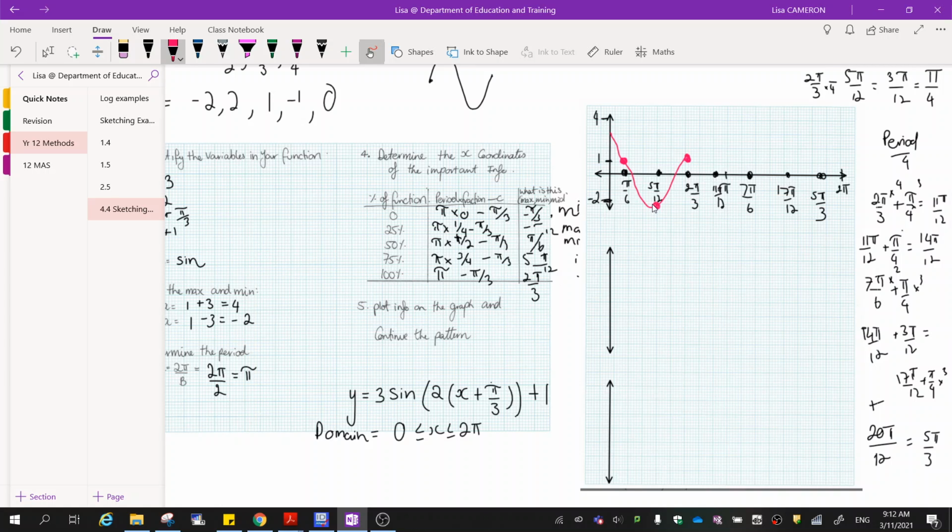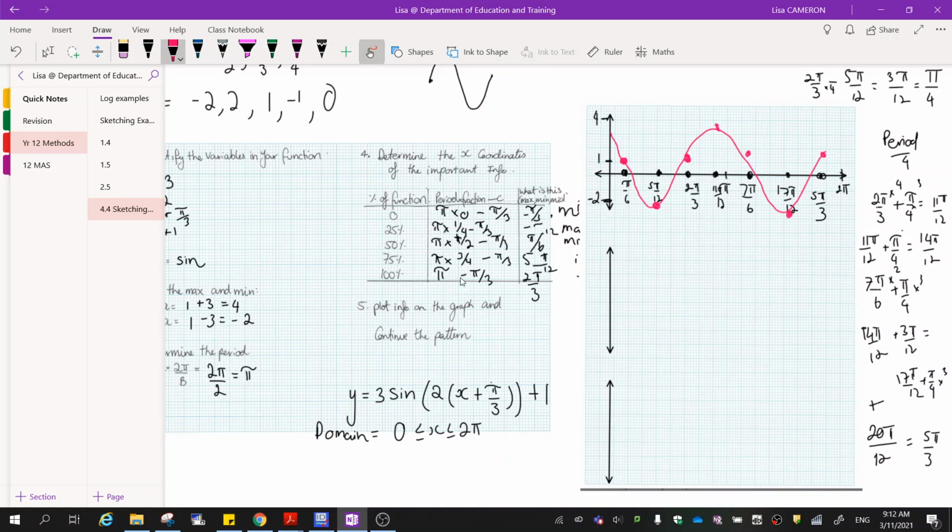Okay, so now I'm just going to continue the pattern. Min, mid, max, mid, min, mid. So it'll be like that. Okay, so next thing that you need to do is to derive your next function, and then you're going to follow through the steps again.